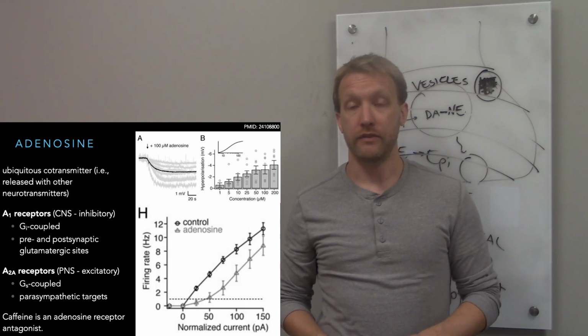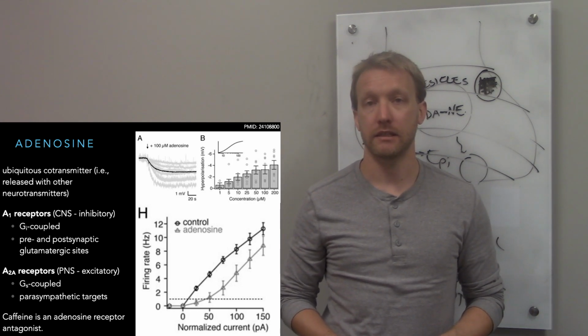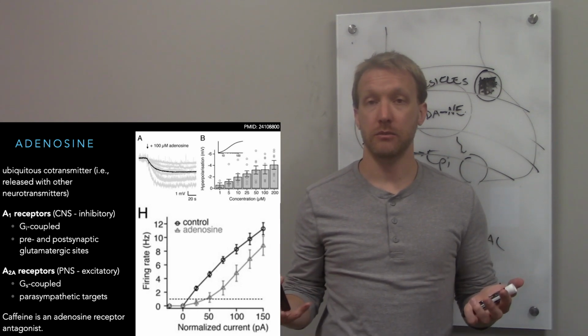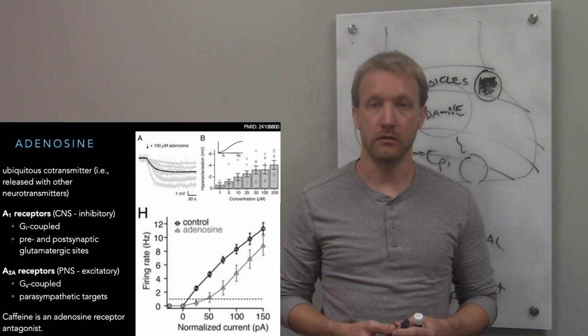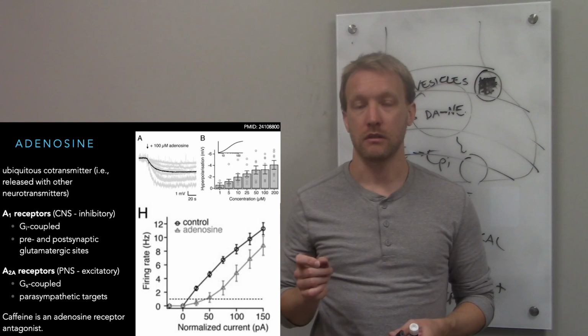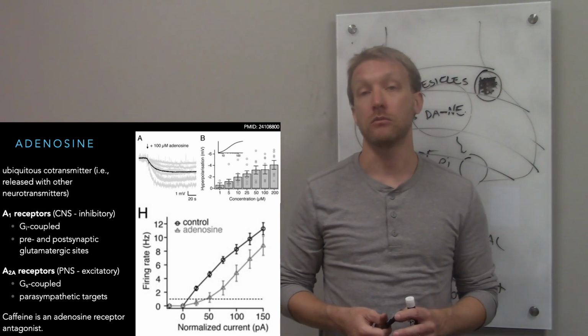So, caffeine is a commonly used adenosine receptor antagonist, meaning it prevents adenosine from stimulating its receptor. So, when you drink coffee or anything with caffeine, it prevents inhibition of the cortex. And that's how it wakes us up. It makes our cortex a little more excitable.